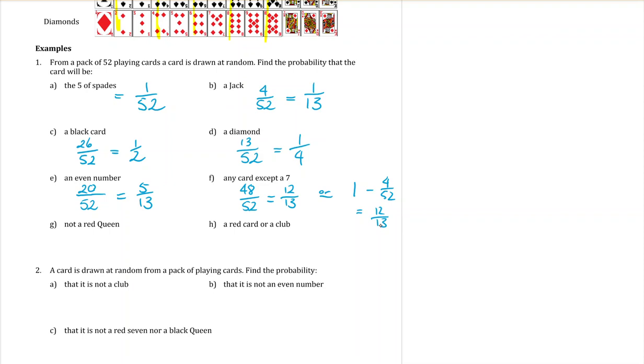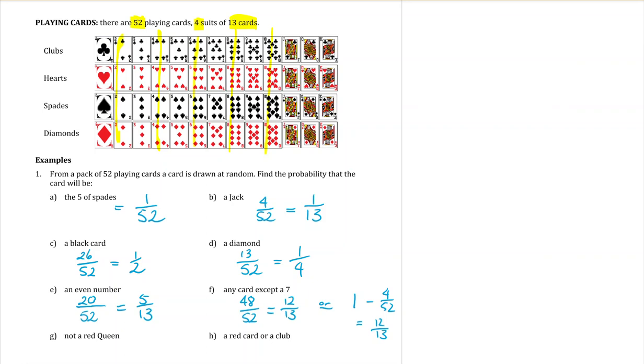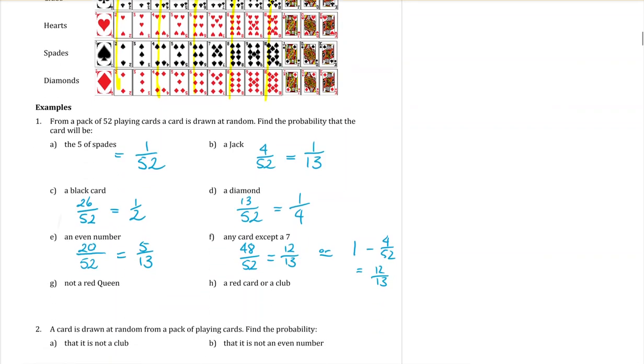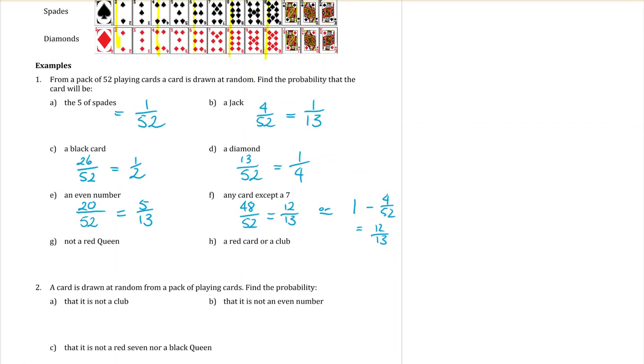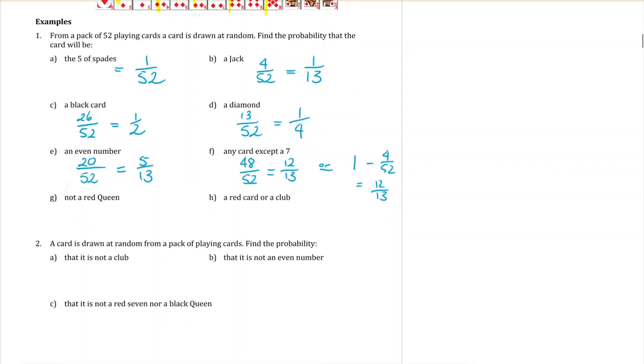Not a red queen. So just the red queens. Do you guys need the diagram, or are you pretty familiar with cards now? Pretty familiar with the cards? So there are 2 red queens out of the whole 52 cards. So that means that there are 50 out of the 52 that are not a red queen. Again, you could do a complement here if you wanted to. And that simplifies, you can divide top and bottom by 2 to get to 25 out of 26.